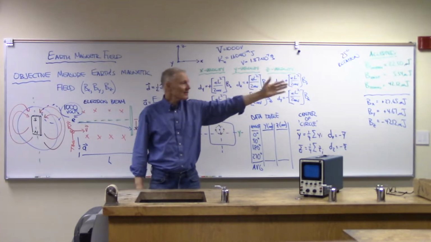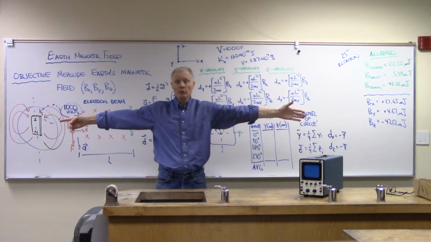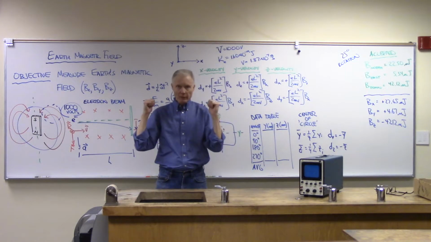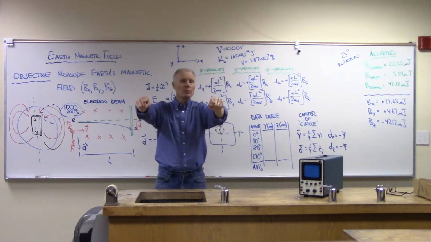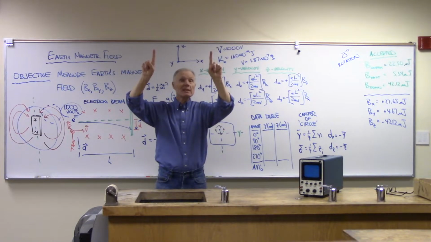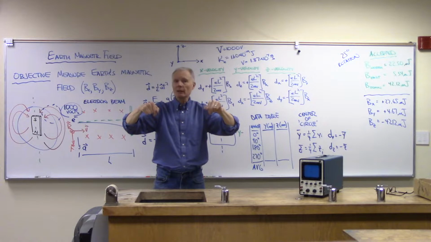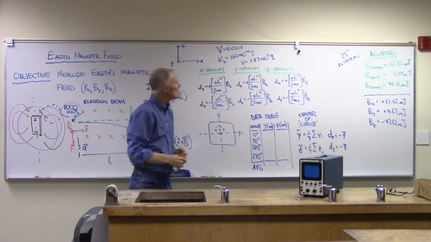So we're going to say the positive x direction is here, negative x is over here. Positive y towards the front of the room, negative y towards the back. Positive z is up, away from the surface of the Earth. Negative z is down. So that's the coordinate system of the room.